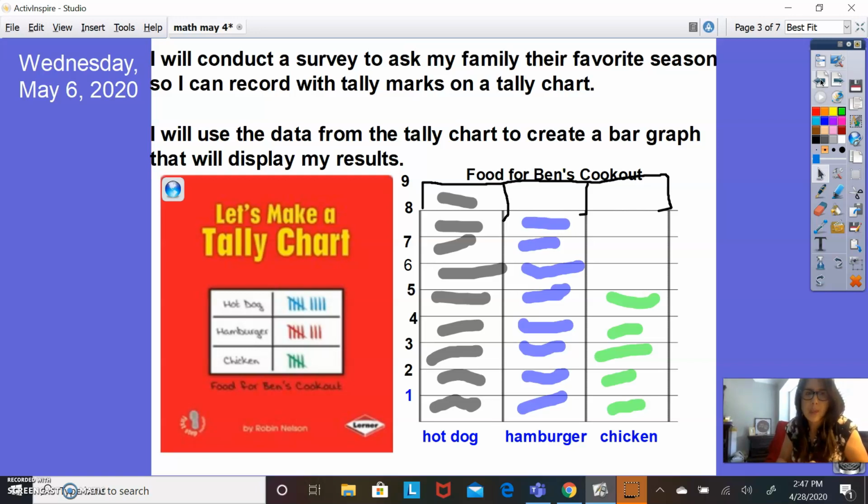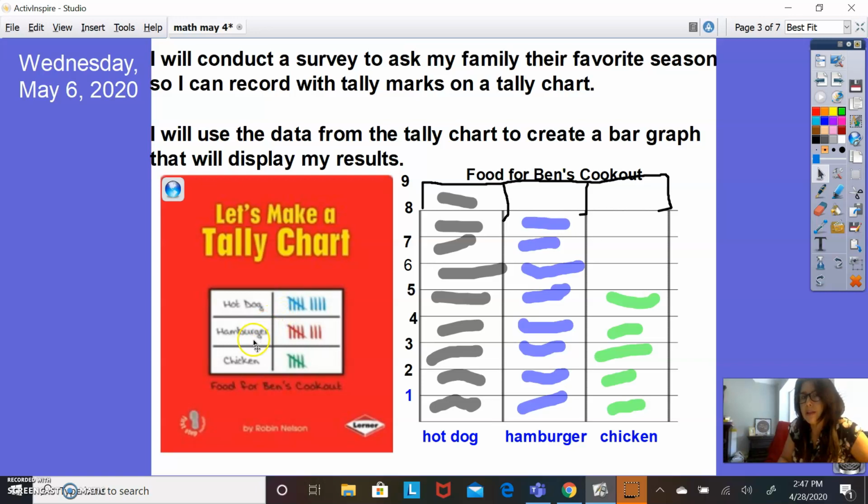about tally charts. We know this is a tally chart here, and we know that one tally represents one thing. We know that a tally chart has a title, and in this case, it's here at the bottom, but most of the time we see it at the top, and the title for this is Food for Ben's Cookout. And we also know when we're talking about tally charts that a grouping like this represents 5.